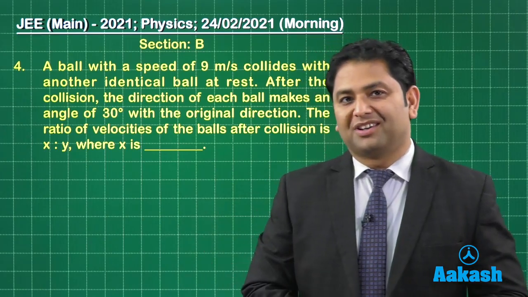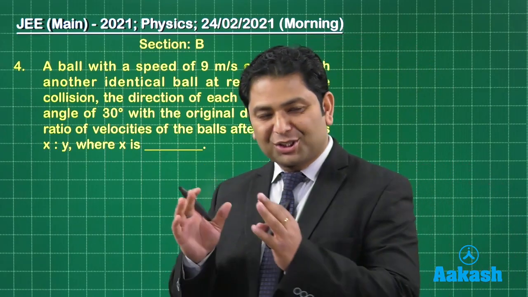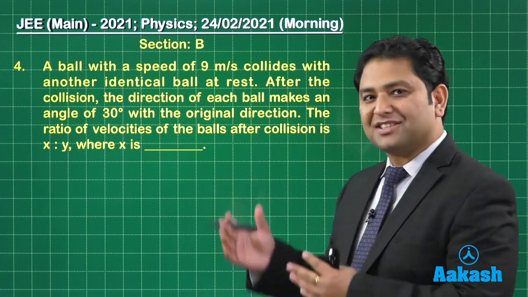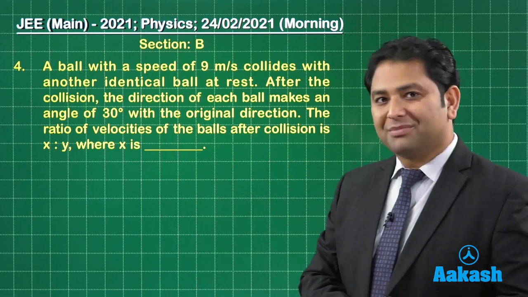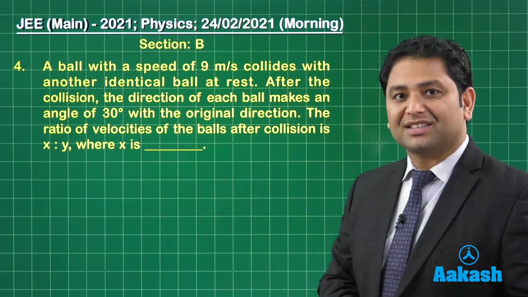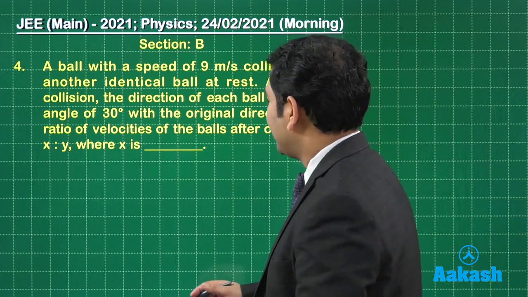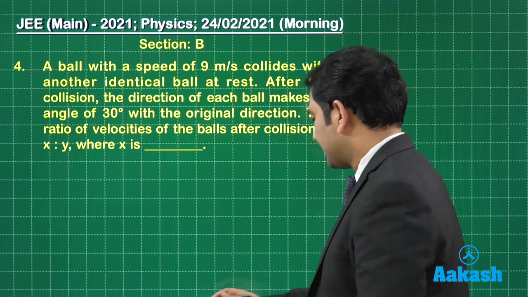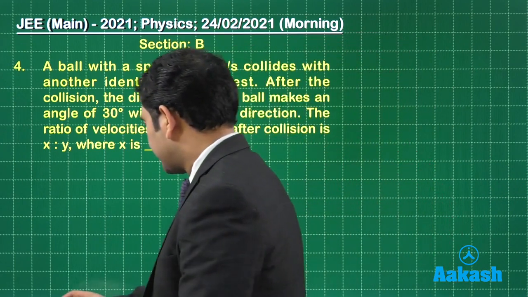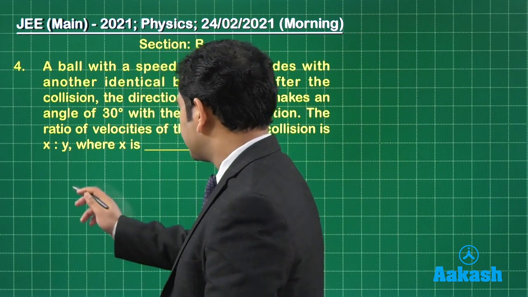Question number 4. Now you could see that's a very straightforward question. That is a question that has been brought from dynamics. Now let's see, what does the question say? There's a ball with speed 9 meters per second that collides with another identical ball at rest. So let's make a little bit of a diagram.